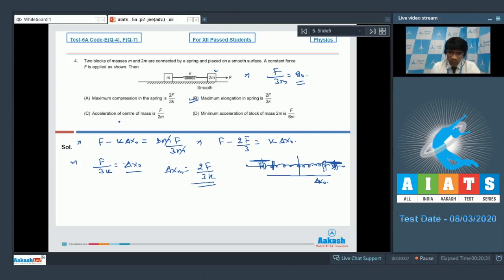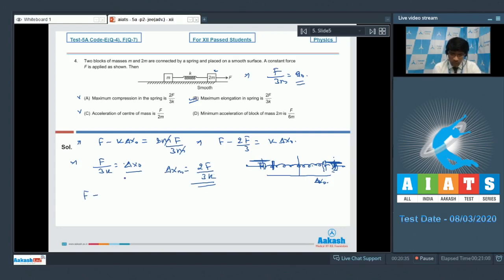Acceleration of center of mass, we found it to be F divided by 3m. So these two options are actually wrong. Minimum acceleration of block of mass 2m is... The minimum acceleration of this block would be at that particular instant when the spring would be extended to its maximum value. So the total force acting here would be F along this direction, and total extension was how much? It was 2F divided by 3k.